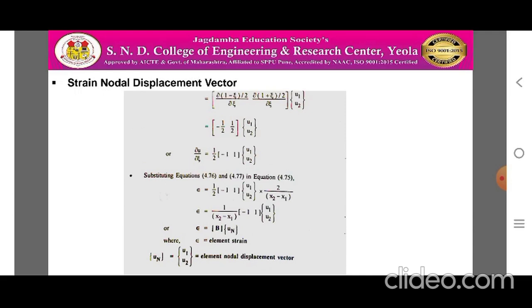Now, putting these into the strain equation, we get epsilon equal to 1 by 2 into the matrix minus 1, 1 into u1, u2, into 2 upon x2 minus x1. So epsilon is equal to 1 upon x2 minus x1 into the matrix minus 1, 1 into the matrix u1, u2. In a simplified way we can write epsilon equal to B matrix into Un, where epsilon is the element strain and Un is u1, u2, the element nodal displacement vector.